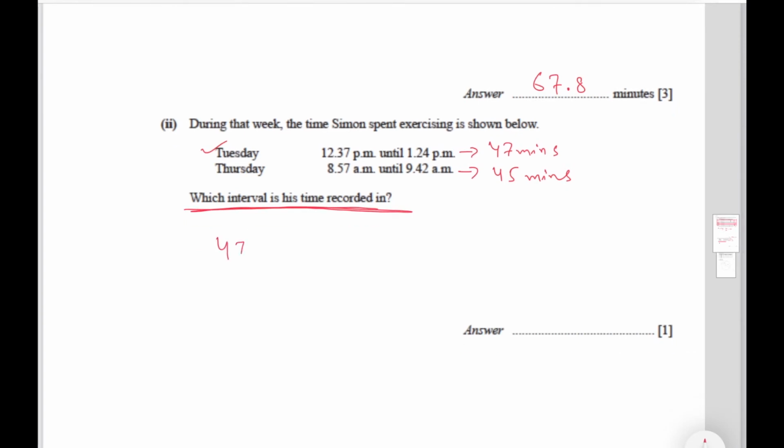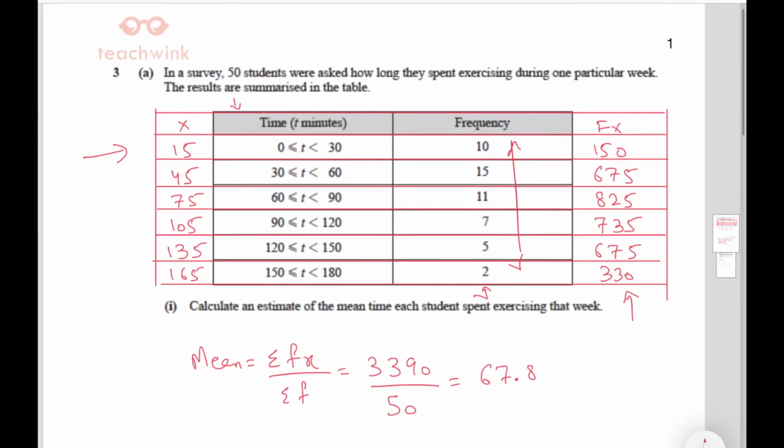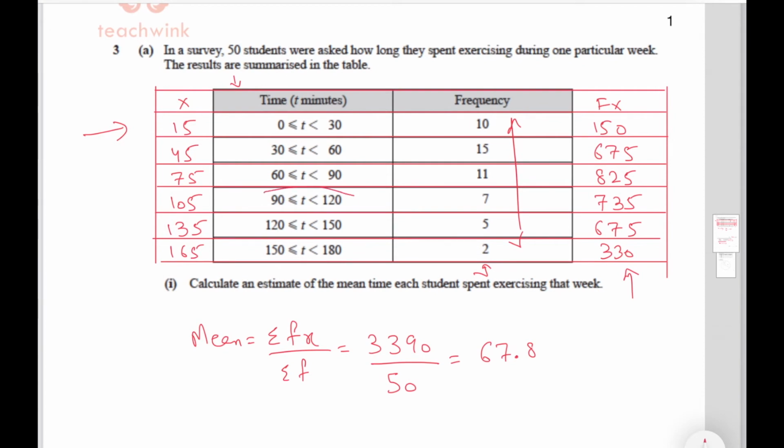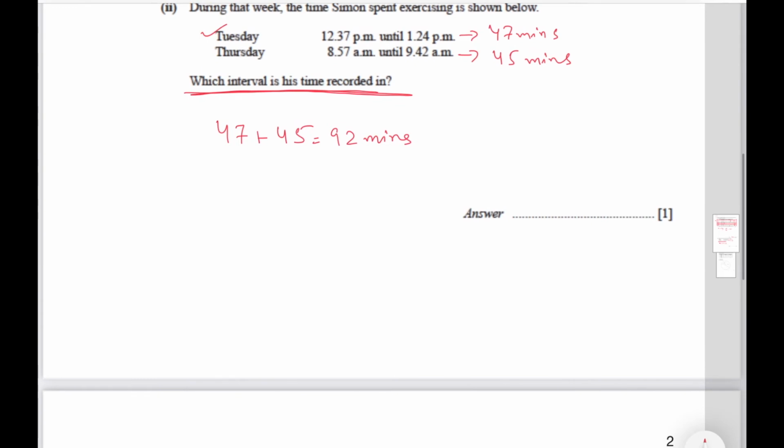First of all, we would need to add 47 and 45. This gives us 92 minutes because the table gives us values for the entire week. And 92 is between this interval. That is 90 to 120. So our final answer is 90 is less than or equal to t, which is less than or equal to 120.